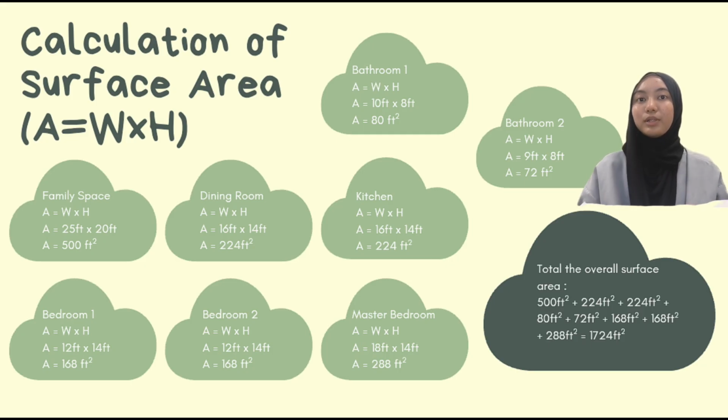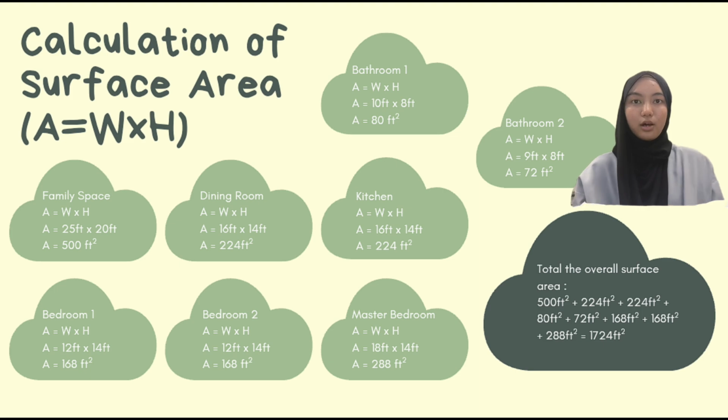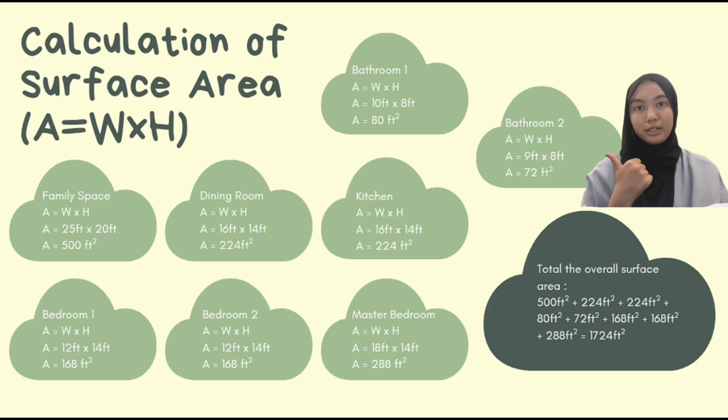the house. The formula used is A equals W times H, where A is area, W is width, and H is height. For example, the family space is 25 feet wide and 20 feet long, so the total area is 500 square feet. Then we have the dining room and kitchen. The two spaces have the same area, which is 224 square feet.